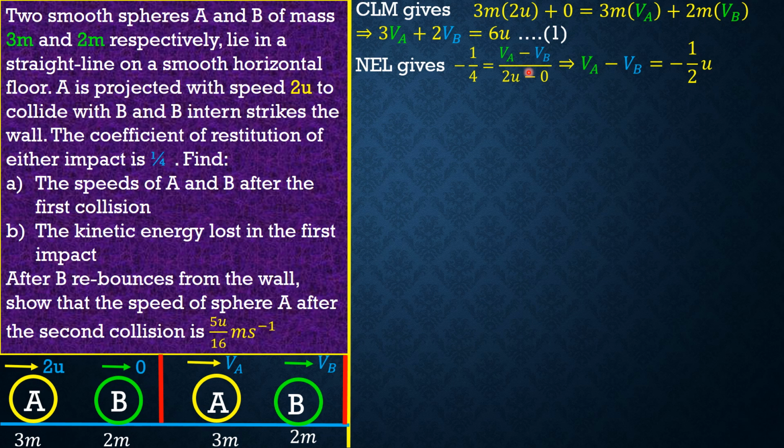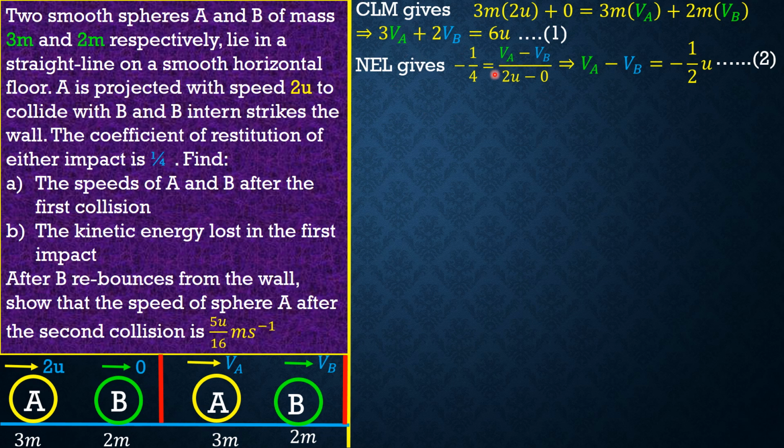Simplifying that, guys, gives us VA minus VB to be the same as negative 1/2 U. So let's call this our equation 2. Okay. Now, friends, now that we have equation 1 and equation 2, all we have to do now is to solve for the values of VA and VB.